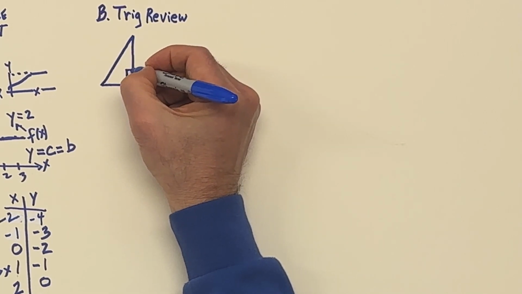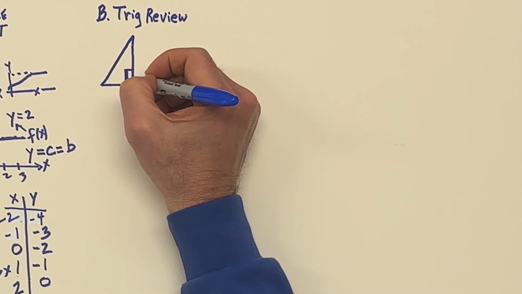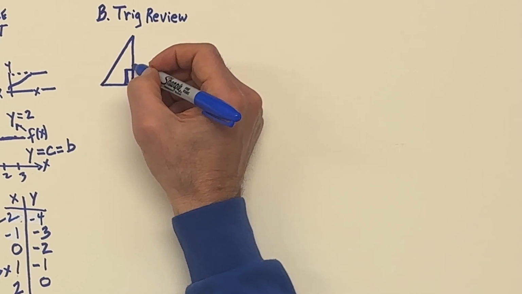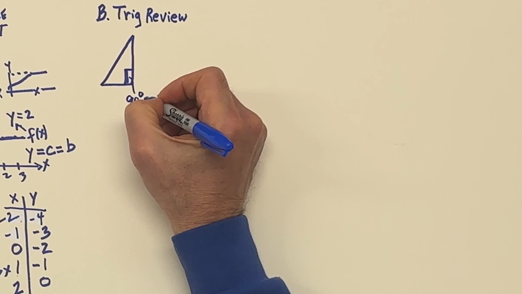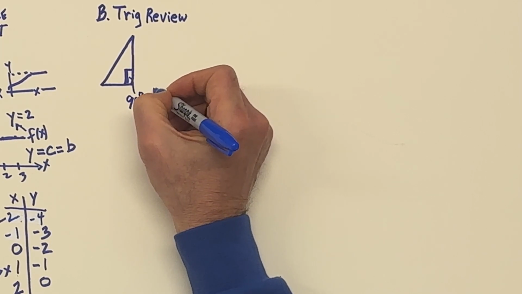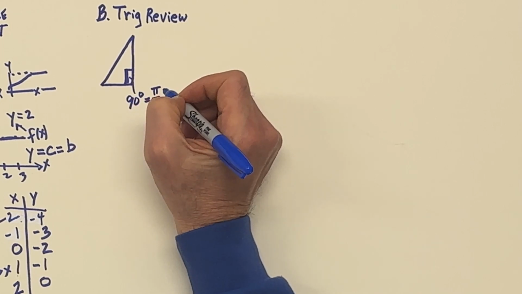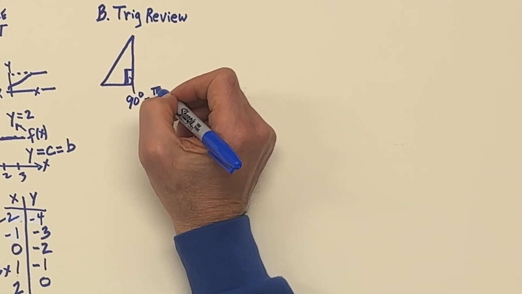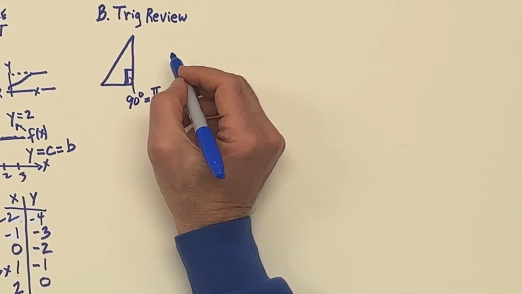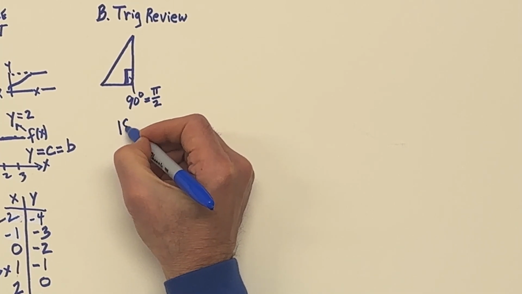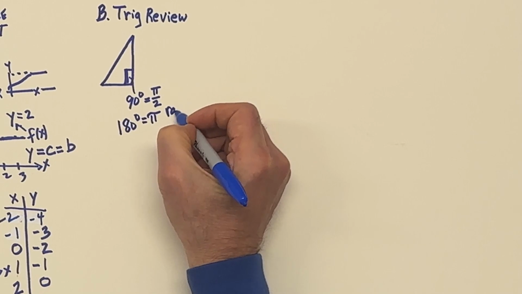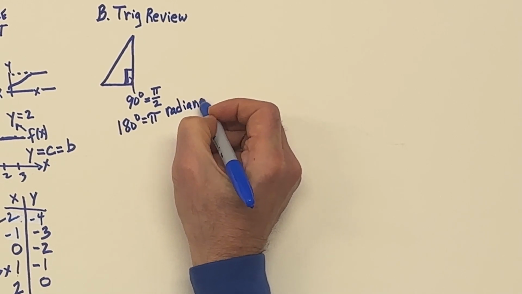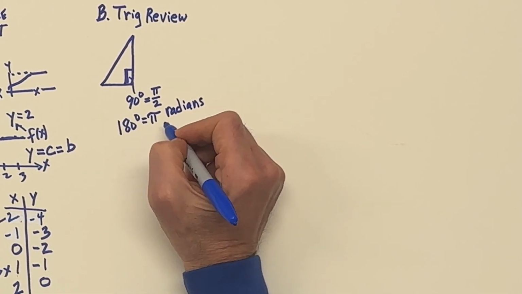Now, the right triangle means that one of the angles is 90 degrees. And here, when we have a 90-degree angle, we also like to have what we call radians, and this is pi over 2 radians. And I'll talk a little bit more about radians as we go. So you can just think of 180 degrees as pi radians, as sort of a thing to remember.